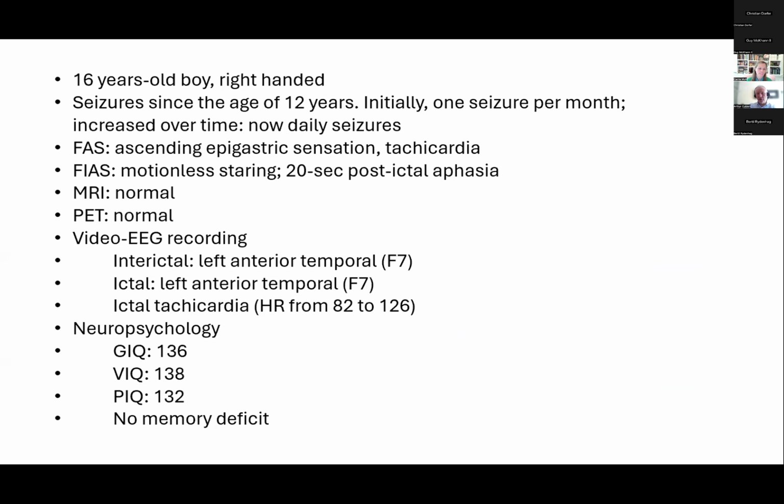His video EEG recording showed interictally very frequent left anterior temporal lobe discharges at F7. His ictal recordings were very clearly left anterior temporal at F7, and he did have ictal tachycardia, with heart rate ranging from 82 to 126 in almost every seizure. His neuropsychological findings show he is a very high functioning boy. General IQ is 136, which is very high by the standards, verbal IQ was 138 and performance IQ 132, and absolutely no memory deficit.